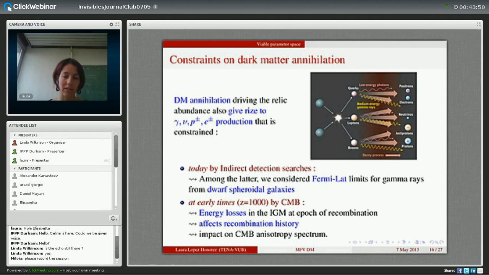So when the dark matter, I mean, you had a seminar at Journal Club recently on this subject by Aaron. Dark matter can annihilate also at the epoch of emission of the CMB. It's going to change the recombination history, and this can actually be detected in the CMB anisotropy spectrum.